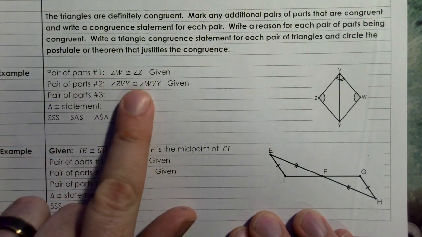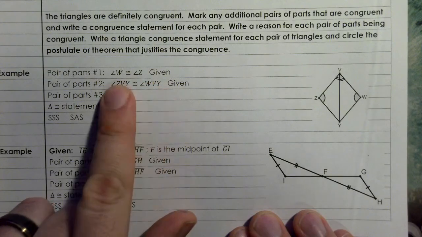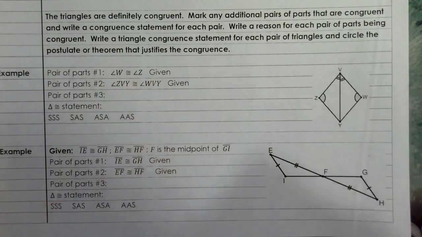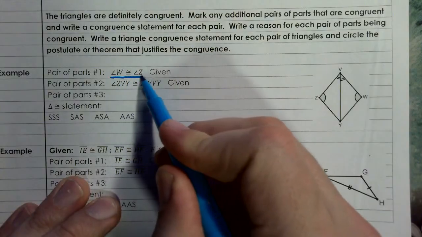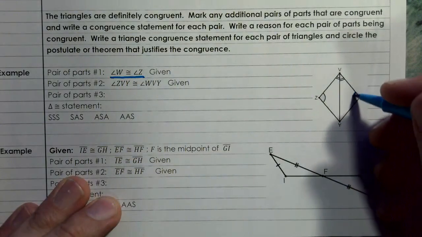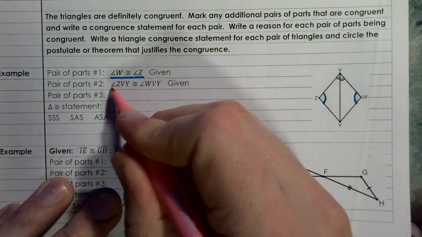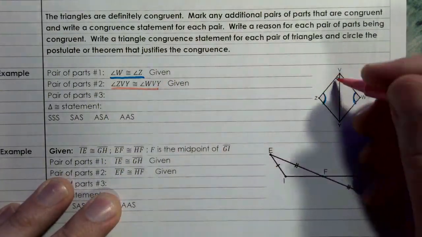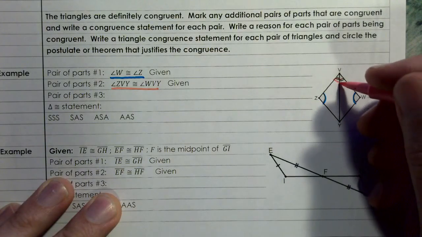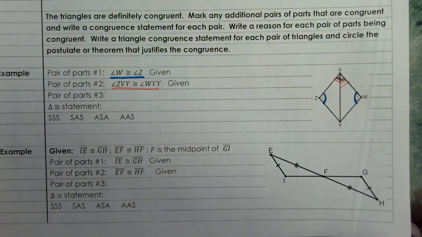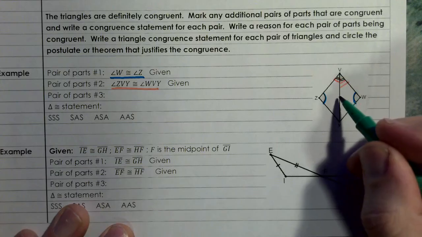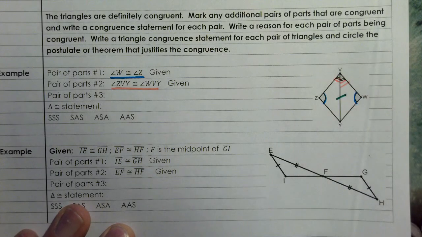So some of these are started out for us. So here, this is already given. We know that W and Z are congruent because that's marked on our diagram. These two are congruent to each other. We also know that these angles up top are congruent. We just need one more pair of parts. Well, I know this thing right in the middle is going to be congruent to itself.